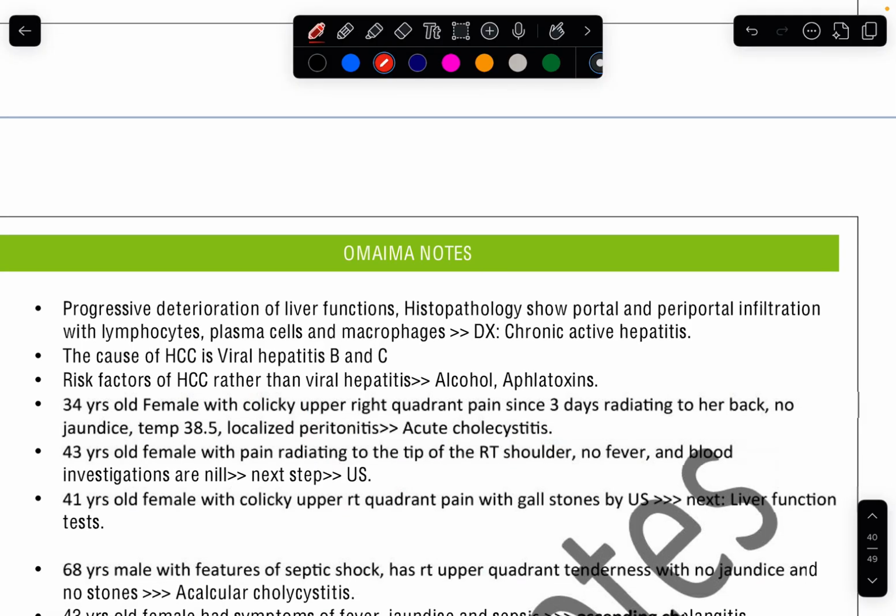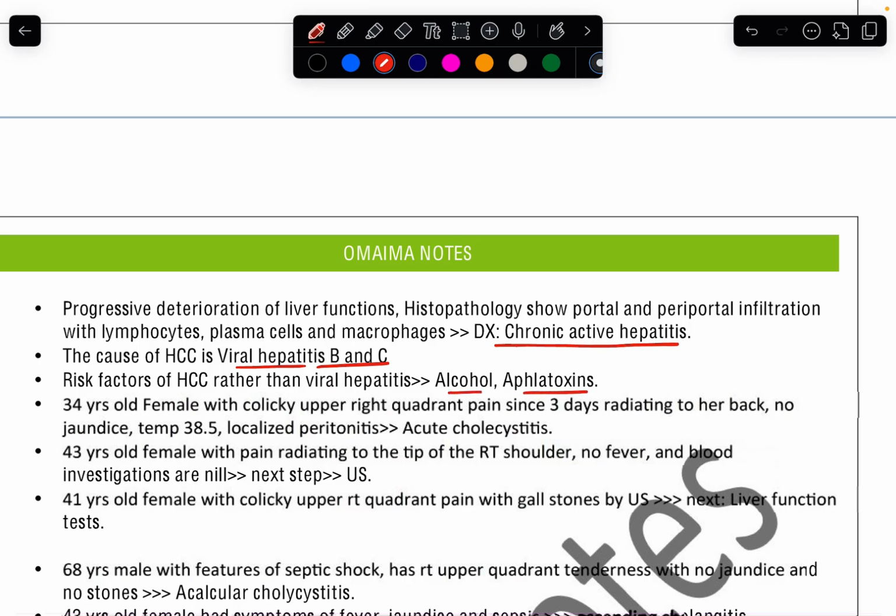Progressive deterioration of liver function. Histopathology shows portal, periportal infiltration, lymphocytes, plasma cells, macrophages. Diagnosis: chronic active hepatitis. Cause of hepatocellular carcinoma: viral B and C. Risk factors of hepatocellular carcinoma: viral hepatitis, alcohol, aflatoxins.